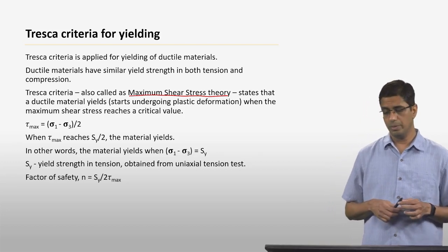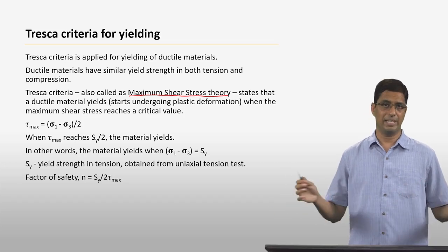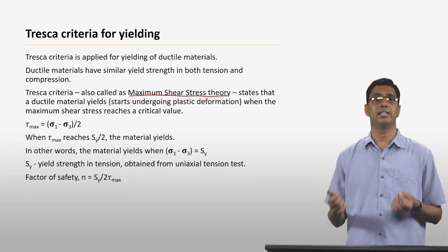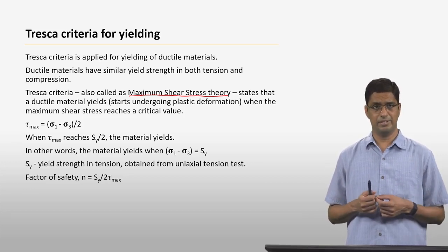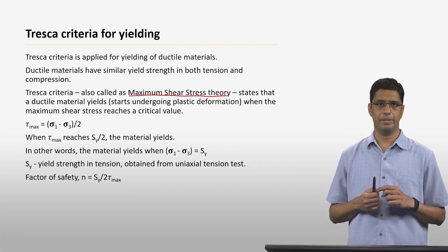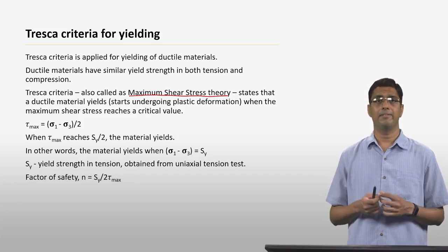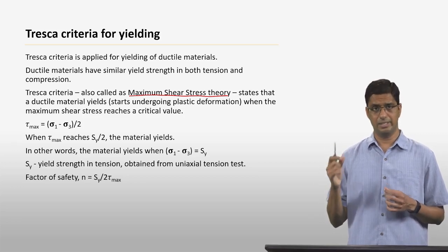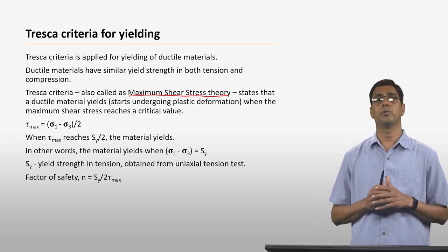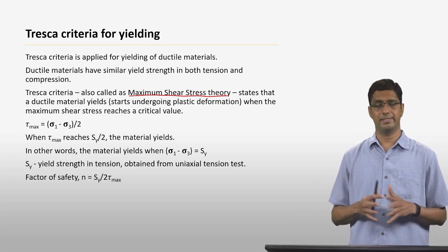Again, I want you to understand this clearly. If you think of a body that is under some kind of loading, each point in the body could be under a different stress state. For each of these points in the body, you can calculate the maximum shear stress at that point. If any of these points have a tau max that exceeds this critical value, then the material will start to yield from that point. So if you don't want the material to yield anywhere, then the tau max at any point within the material has to be less than this critical value.